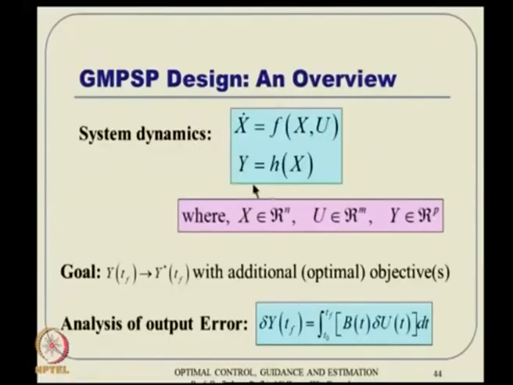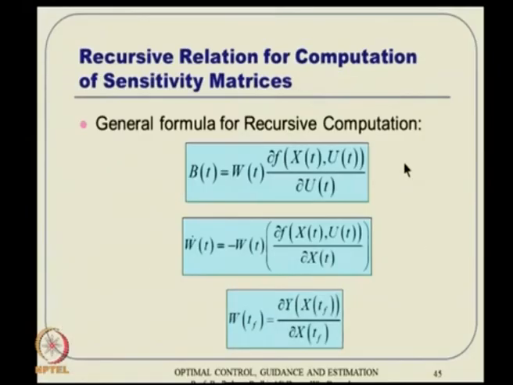Then the formulation doesn't demand that you start with a discretization. You start with the original system dynamics in continuous time, and you have the output also in continuous time. The whole idea is that as t goes to Tf, y of Tf should go to y star of Tf. Then an analysis of this output error ends up with an expression like this. The details are there in the lectures, you can see the corresponding lecture and find that.